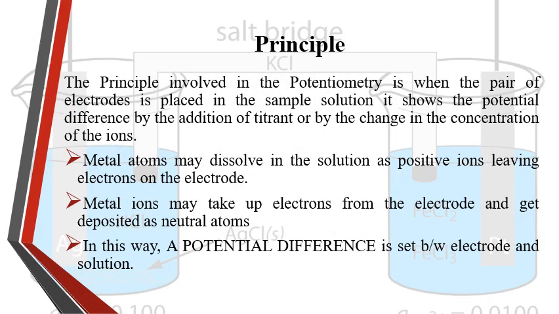The principle behind potentiometry is that when a pair of electrodes is placed in a solution, the potential difference changes as the concentration of ions changes. This is often observed during titration, where the potential shifts as the analyte reacts with the titrant. The two electrodes used are the reference electrode, which maintains a constant potential, and the indicator electrode, which indicates the potential change. The solution must be stirred during titration.